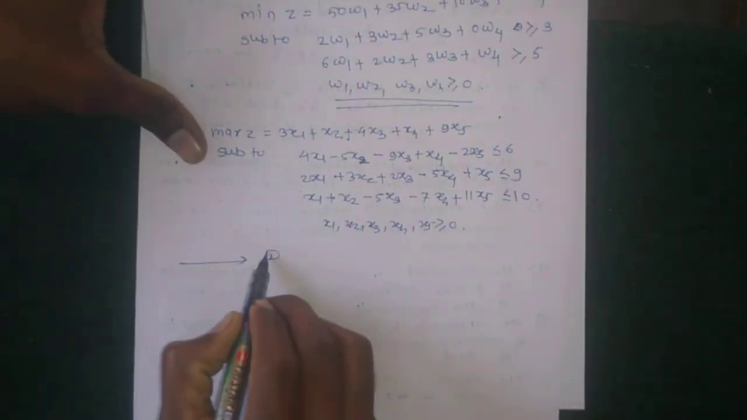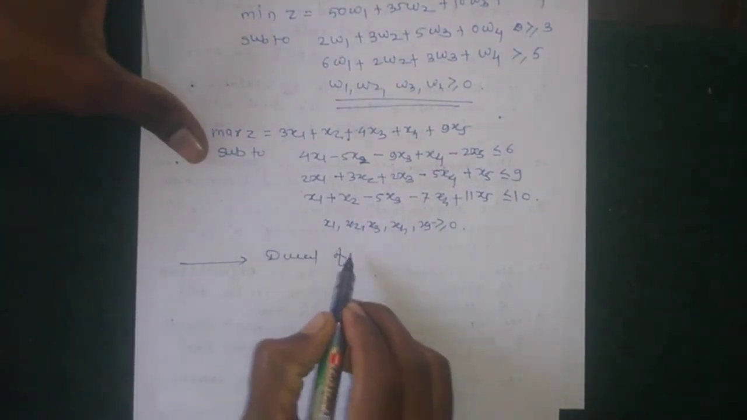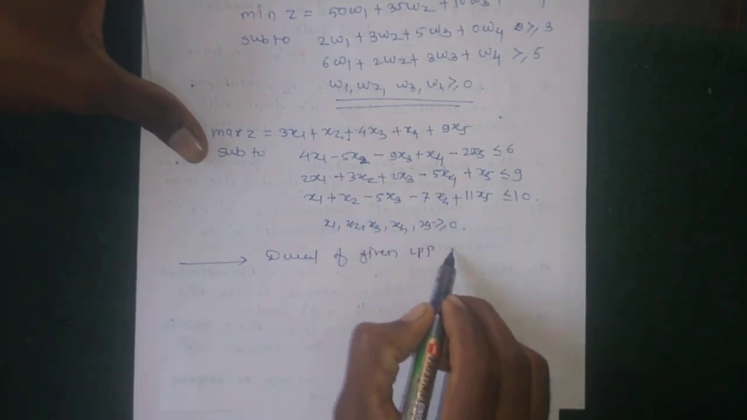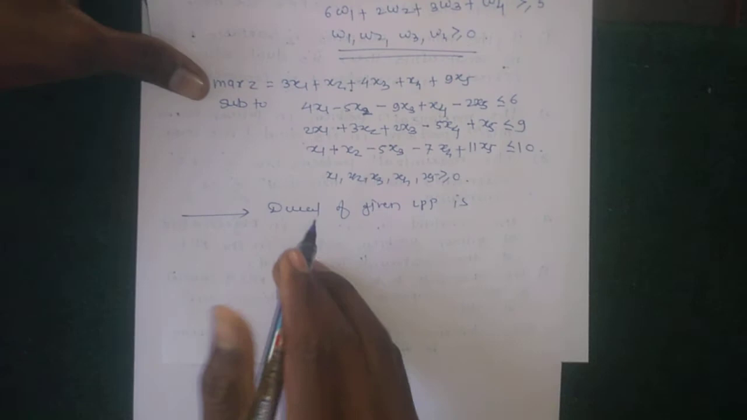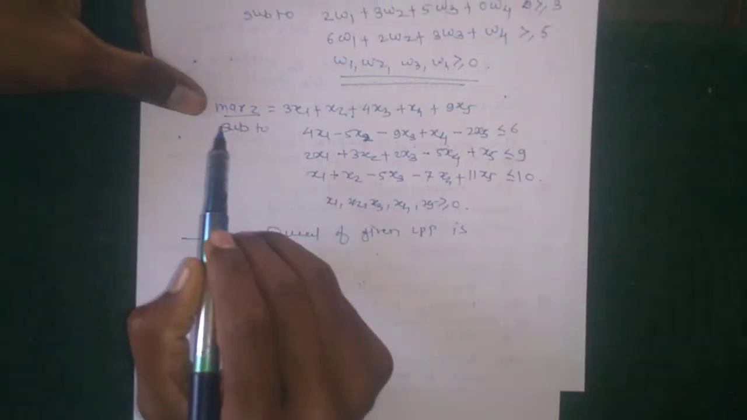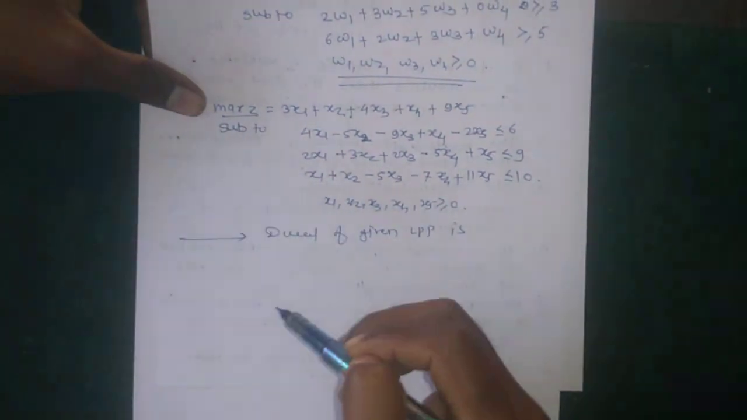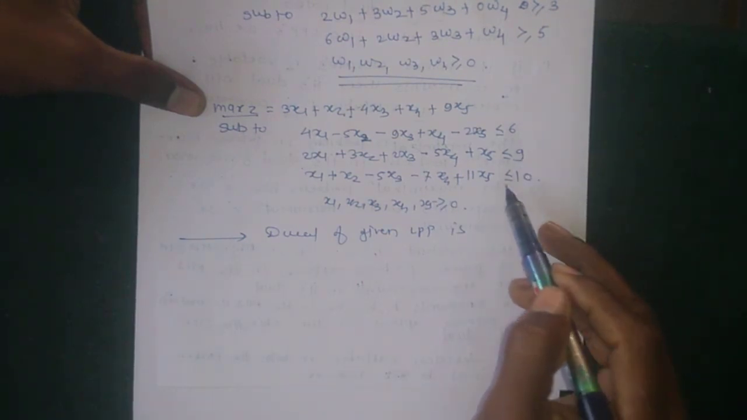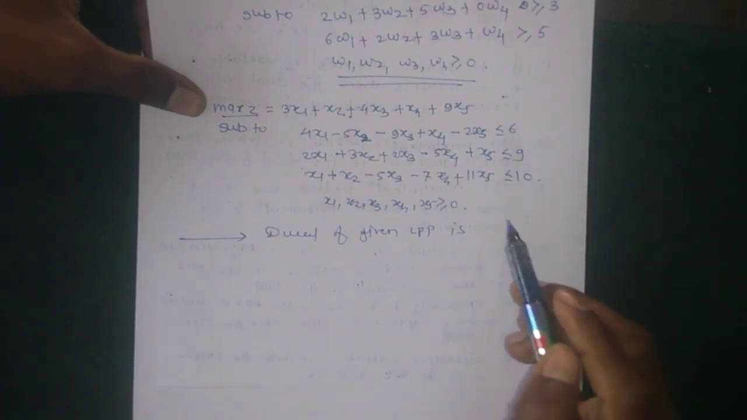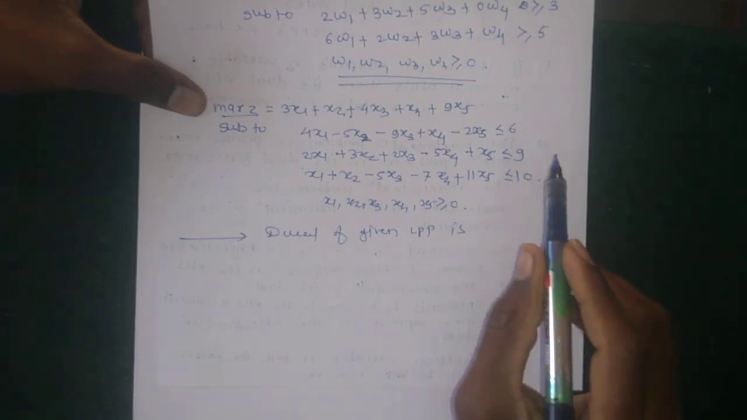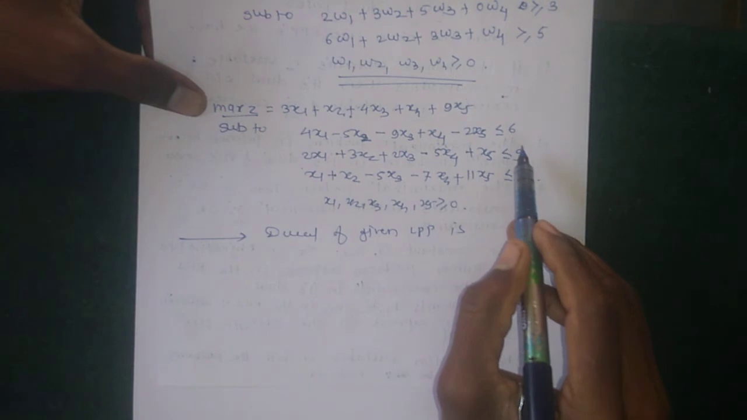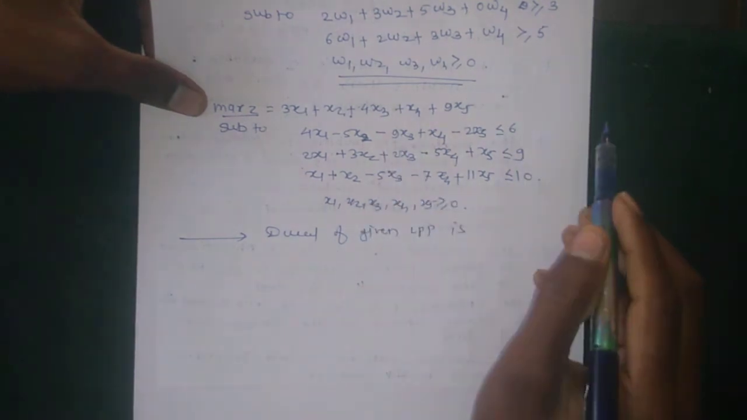So its dual is, the dual of the given LPP, how to write here. The objective function is maximize type, so its dual is minimize type. All constraints are less equal type. In minimize, write all constraints in greater equal type. And the RHS of the constraints in its primal problem is written in the objective function.